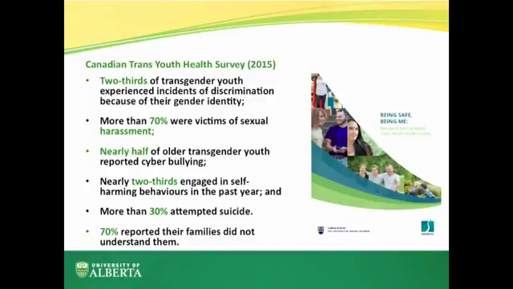And so what we found was two-thirds of transgender youth experience incidents of discrimination because of their gender identity. More than 70% were victims of sexual harassment. Nearly half of the older youth, so those over 18, reported cyberbullying, again, that bullying that happens online or through social media. Nearly two-thirds engaged in self-harming behaviors in the past year. Here we're talking about cutting, turning to drugs and alcohol as negative coping mechanisms, and more than 30% attempted suicide. And sadly, this stat really stands out for me: 70% of the transgender youth reported their families did not understand them.